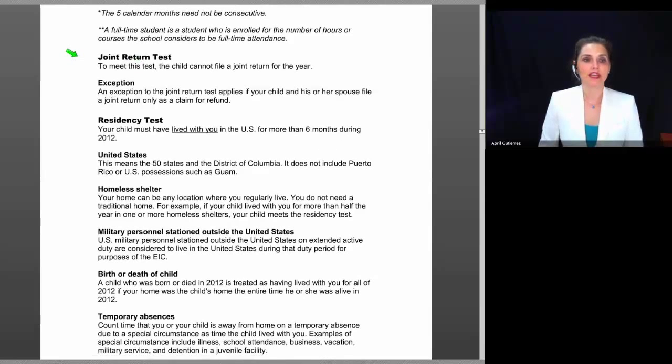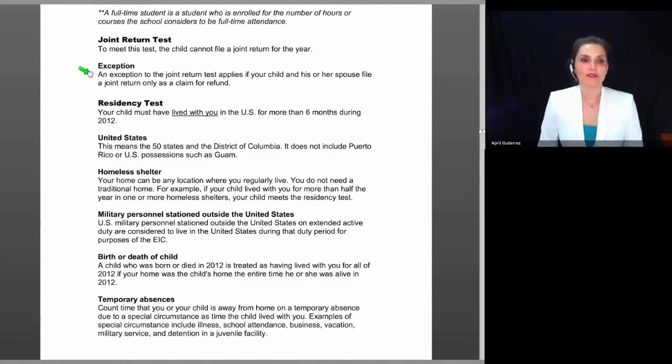The next test we have is the joint return test. To meet this test, the child cannot file a joint return for the year. There is an exception to the joint return test if your child and his or her spouse file a joint return merely to claim a refund, and if they filed separately or didn't file at all, they wouldn't owe any tax.